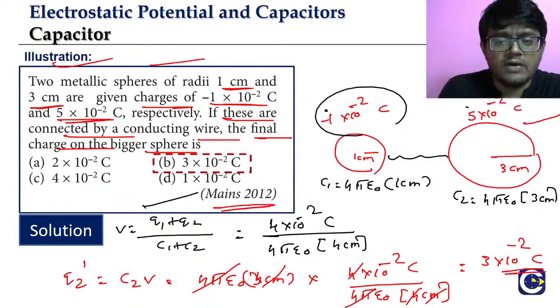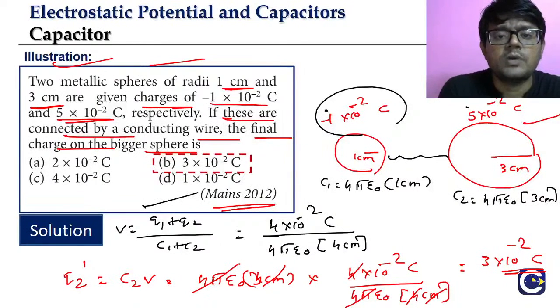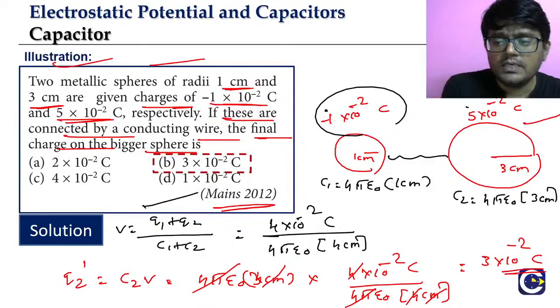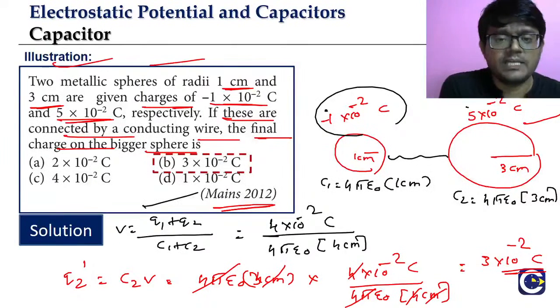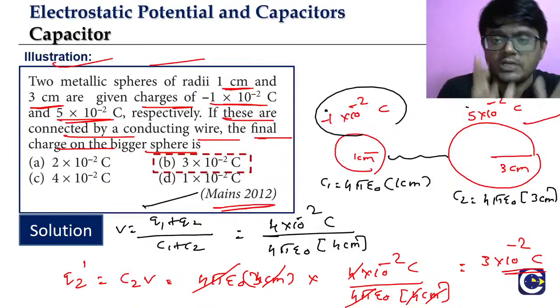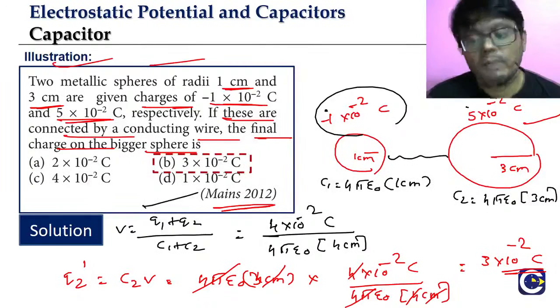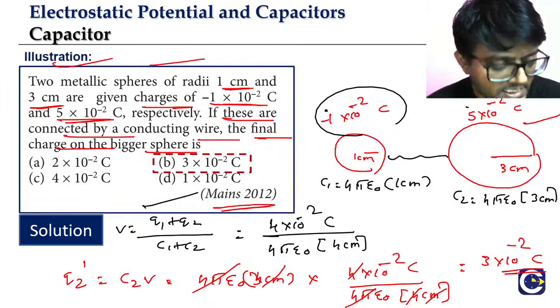இப்போ இந்த ப்ராப்ளம்லயே they are asking the final charge on the smaller sphere also. அப்ப நம்ம என்ன பண்ணணும், we just have to multiply C1 value with the common potential, அவ்வளவுதான். Here they are asking what is the final charge on the bigger sphere means the 3 centimeter sphere. So that is why we are doing the capacitance value C2 into the final potential. ஏன்னா finally both the spheres will have the same potential. That is what we are calling as the common potential.